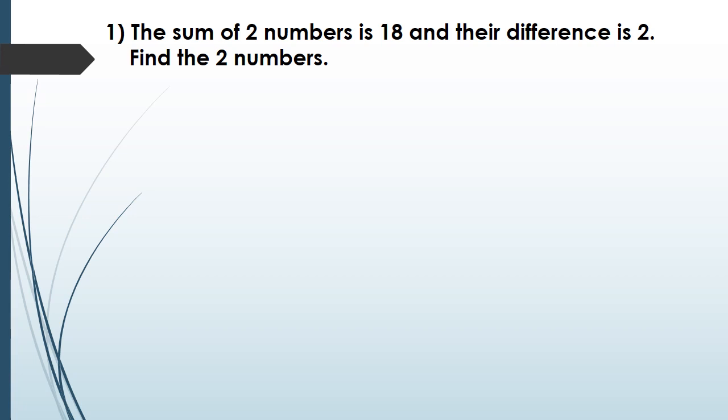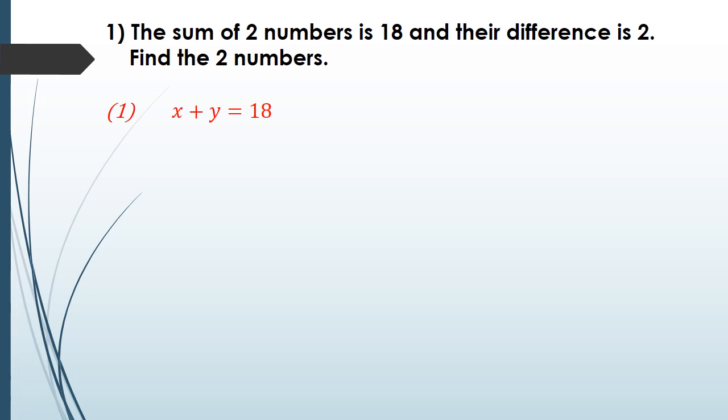Find the two numbers. Since there are two numbers that are missing, this means I must have two variables and two equations. Let me use x for the first variable, y for the second variable. To write the first equation, I have to use the first information that is given to me. The sum, which means answer of addition, of two numbers is 18. So the first equation, x plus y equals 18.